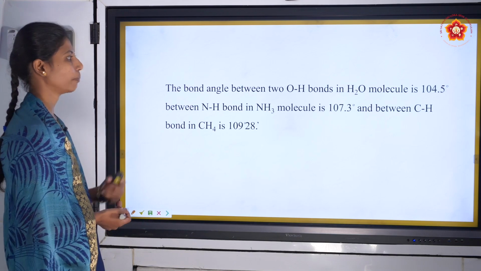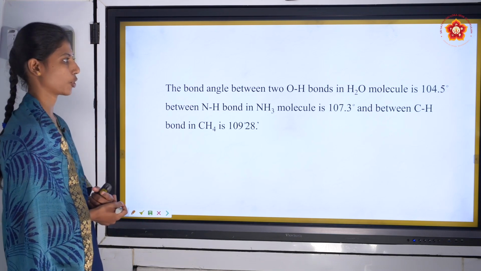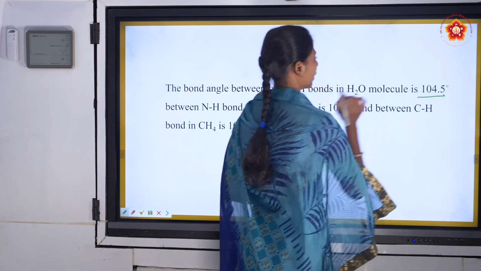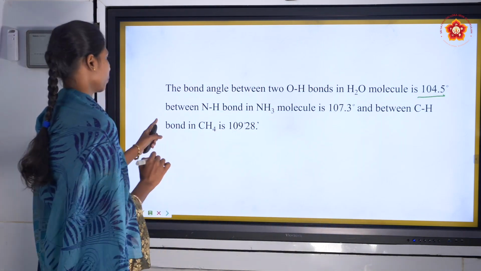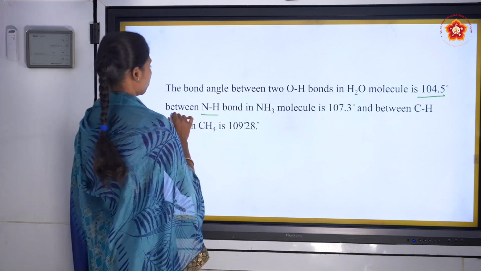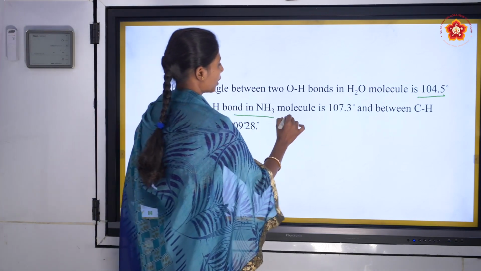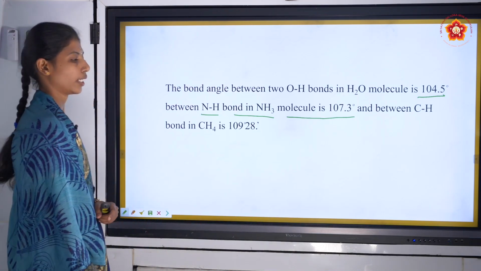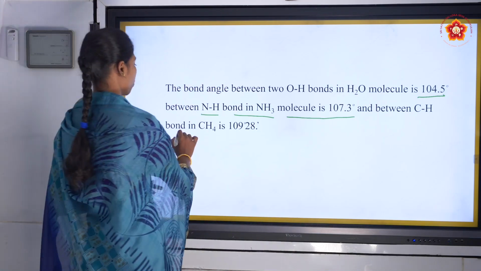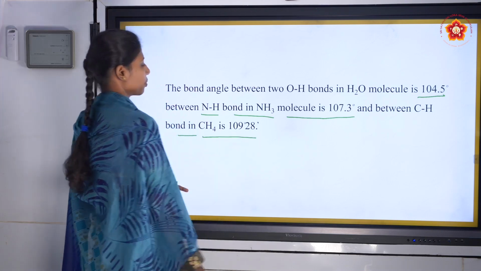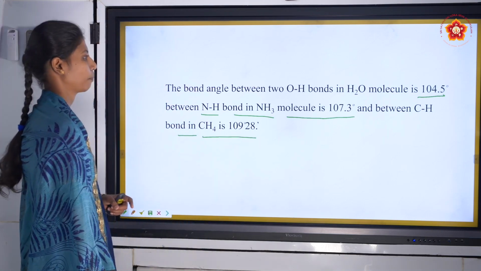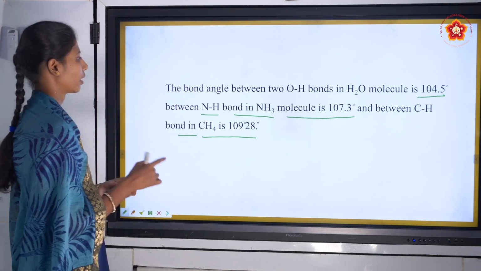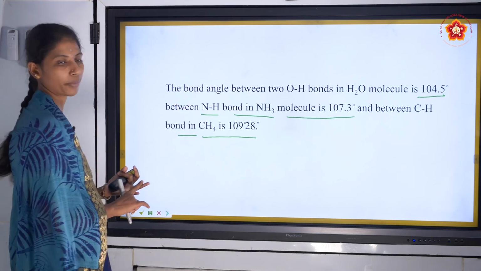See, the bond angle between the two O-H bonds in the H2O molecule is 104.5 degrees. That is the water molecule bond angle. Between N-H bonds in the NH3 molecule, the value is 107.3 degrees. And between C-H bonds in methane, the value is 109 degrees 28 minutes. These are the bond angles measured in water, ammonia and methane.